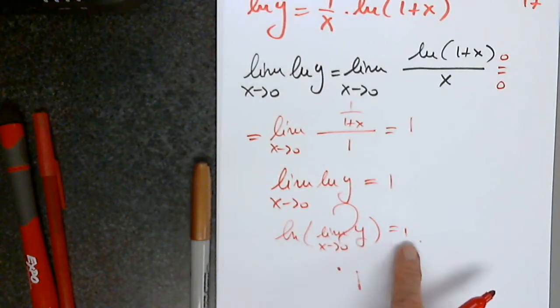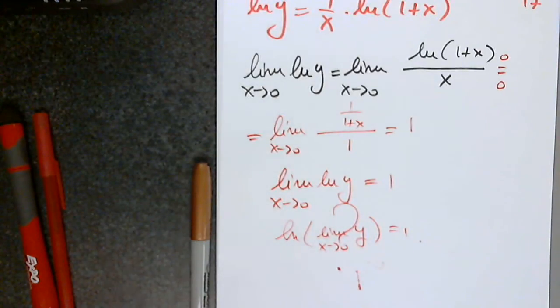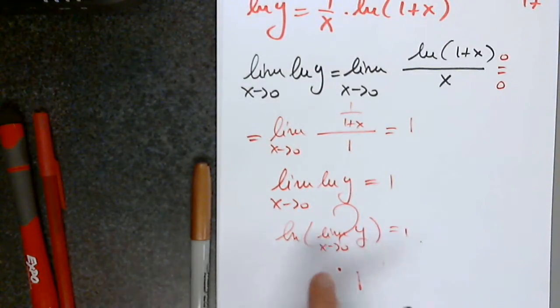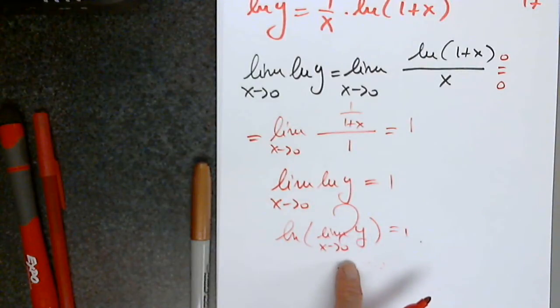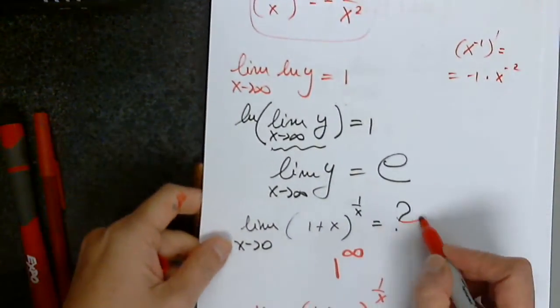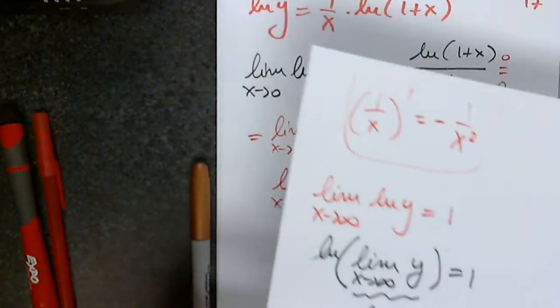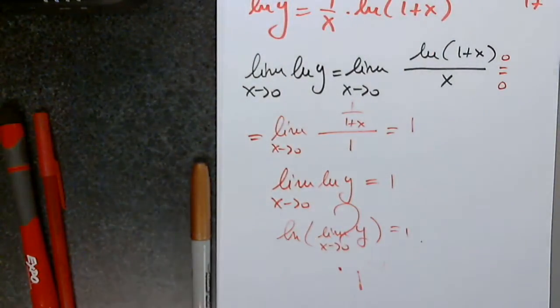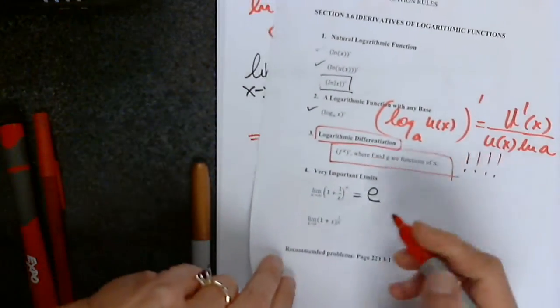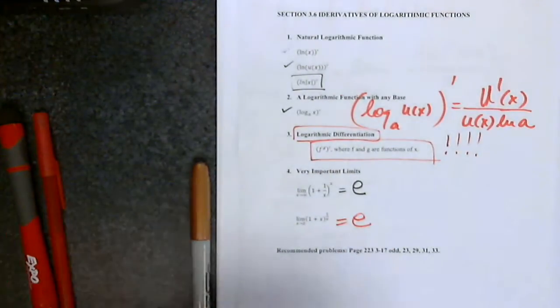Natural log of what is 1? Natural log 1 is 0. So natural log of e and the limit are the same thing. They are both e. Both e.